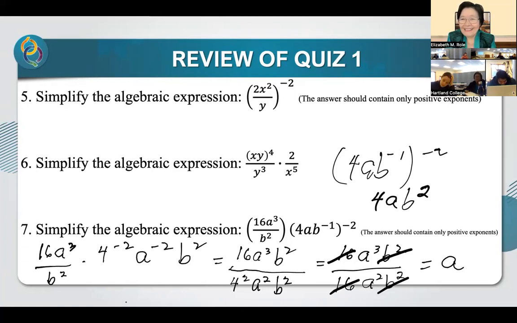Because what remains after cancellation is a cubed and a squared. And so now you divide, you subtract exponents. The final answer is a. When you do it like this, you don't know whether this is right.